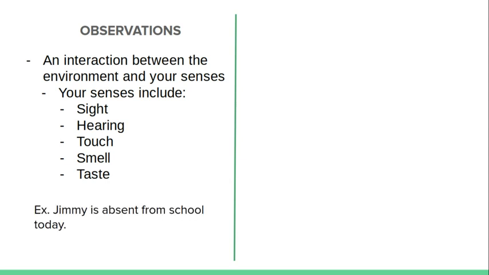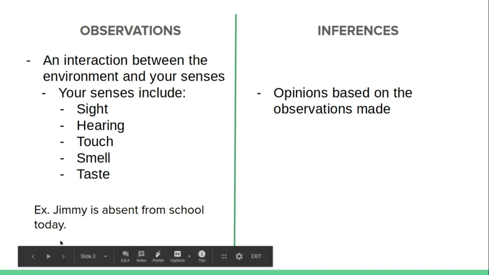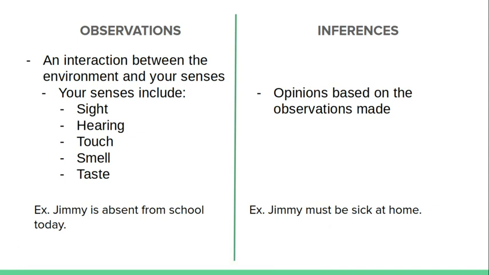An example would be that Jimmy is absent from school today. I can see that Jimmy is not here, not in the school building, not on the Zoom. An inference is an opinion based on the observation that you've made. So my observation was that Jimmy is absent from school today, and my inference would be that Jimmy must be sick at home. But I don't know if Jimmy's sick at home. He might be on vacation. He might be at a doctor's appointment. He might have gotten in trouble and couldn't be on the Zoom call, or he forgot what his login was, or whatever it is. I don't know for sure that Jimmy is sick at home and that's why he's absent. I'm inferring, or making an opinion, based on the observation that he's not here.